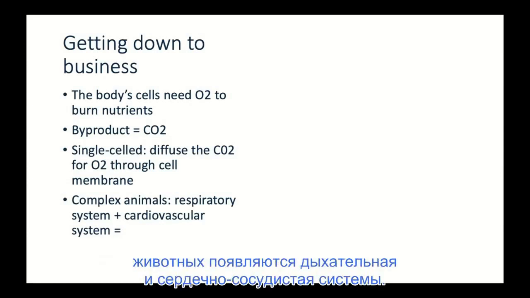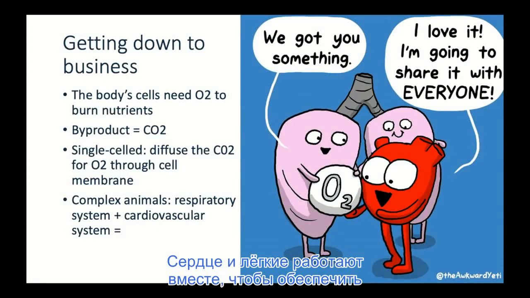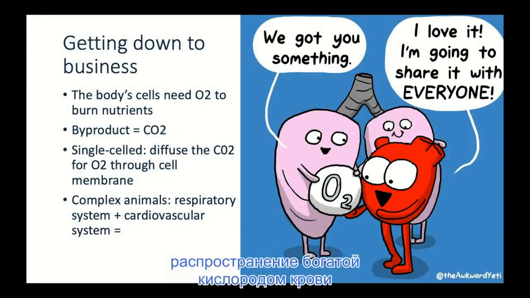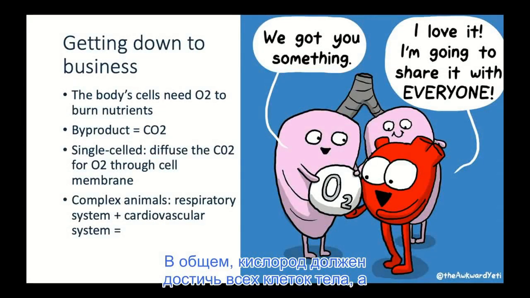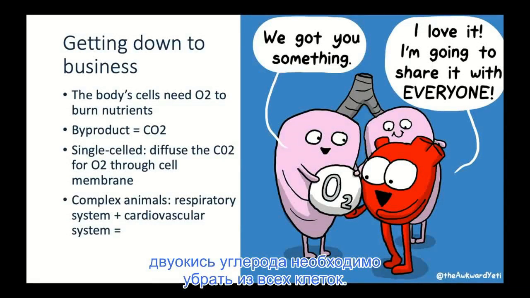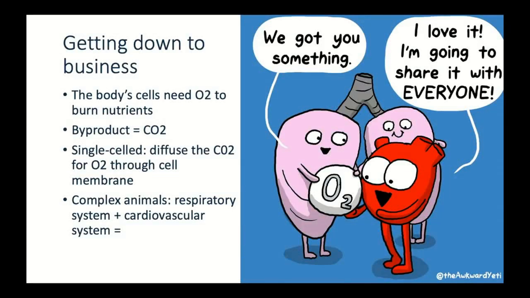So in complex animals, we have a respiratory system and a cardiovascular system, which creates a symbiotic relationship. The lungs and the heart work together to ensure that the oxygen comes into the body, and then that oxygenated blood gets pumped around the body. Overall, oxygen has to reach all of the body cells, and carbon dioxide has to be transported away from all of them. You can imagine that this is as close as the cells in the lungs and as far away as the cells in the toenails, or just before the toenails.